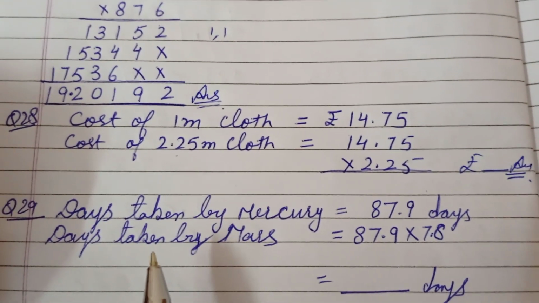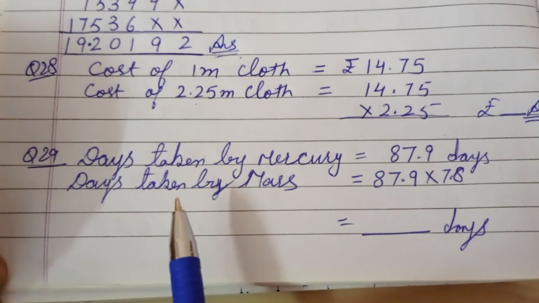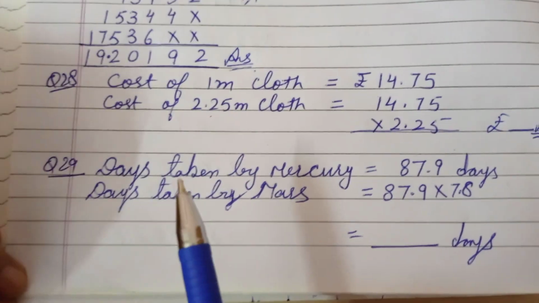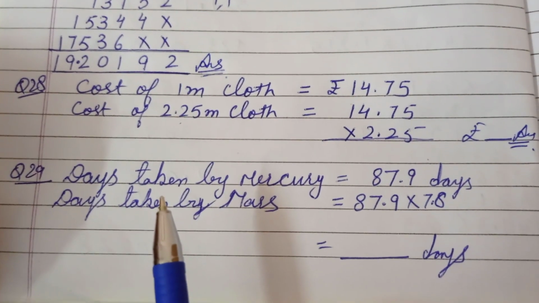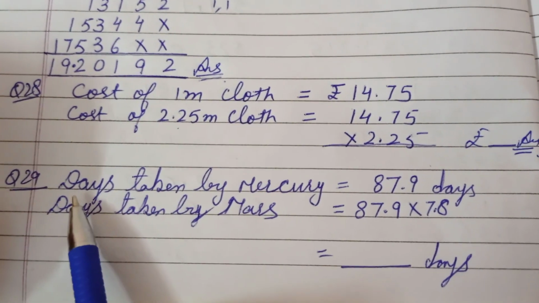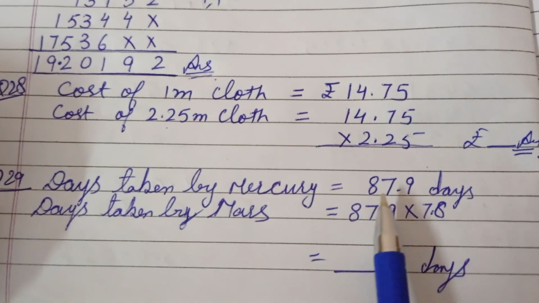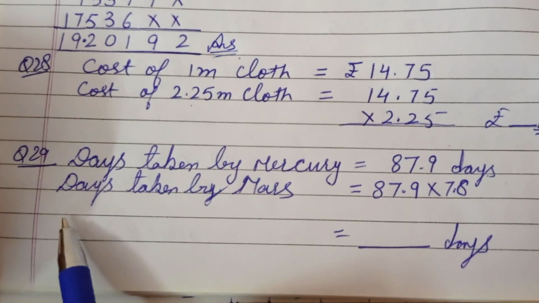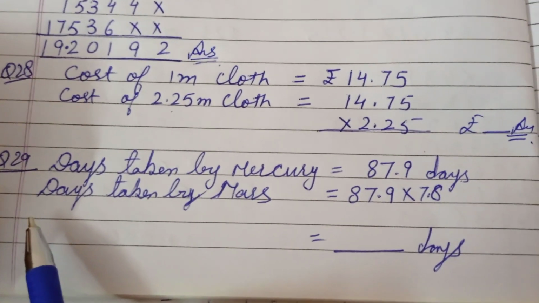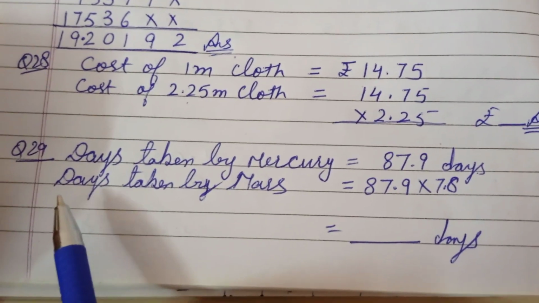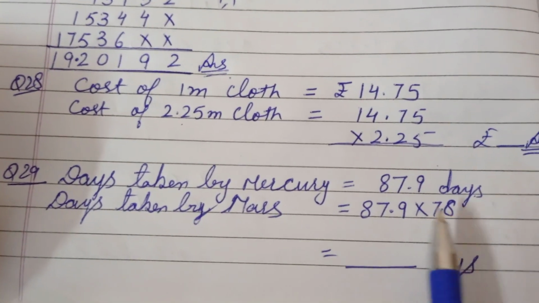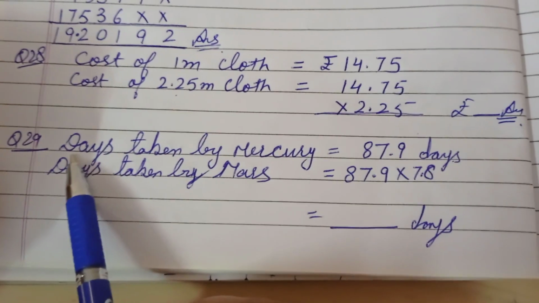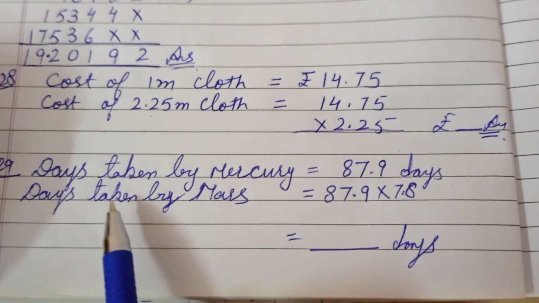29th question. The planet Mercury takes 87.9 days to travel around the sun. So Mercury travels around the sun in how many days? 87.9 days. So what I wrote, children, here: days taken by Mercury, 87.9 days. After that it is given, the planet Mars takes about 7.8 times. What is the meaning of times? 7.8 times means 7.8 multiplied by the time taken by Mercury. Clear? So this way you will write the statement: days taken by Mercury, days taken by Mars.